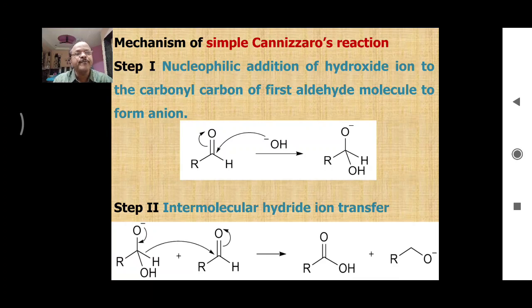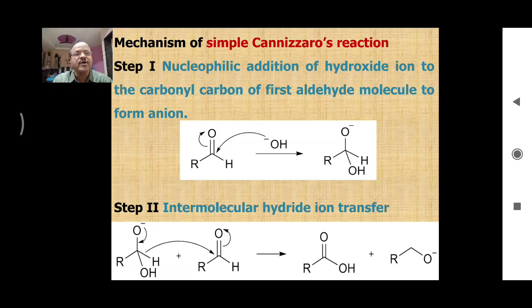Mechanism of simple Cannizzaro reaction. Simple Cannizzaro reaction means two molecules of the same aldehyde, and crossed Cannizzaro reaction means two different aldehyde molecules undergo condensation in presence of strong base. So we are discussing here the mechanism of simple Cannizzaro reaction.